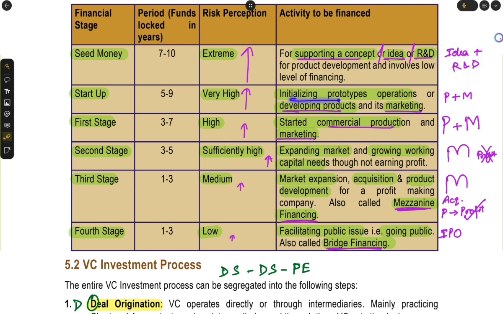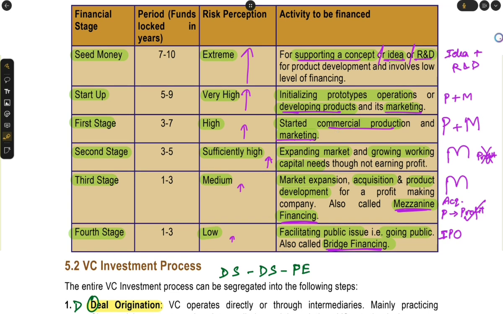Second is initializing prototype operations, developing products and marketing, product development plus marketing at a lower stage. Next is commercial production, which is larger scale production and marketing at a larger scale. Then there is expanding the market to a bigger level and growing working capital needs, though profit is not there. Then market expansion is much bigger than the second stage, because as we go stage by stage, the expansion keeps growing.